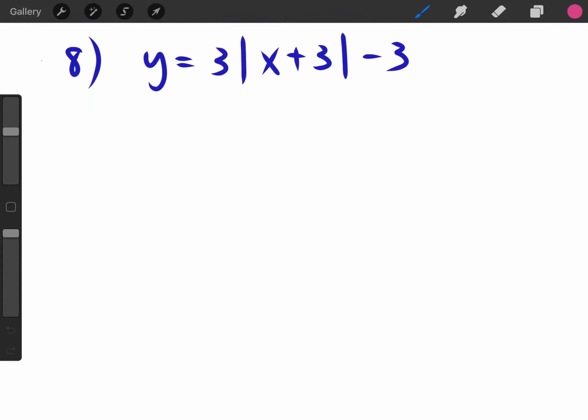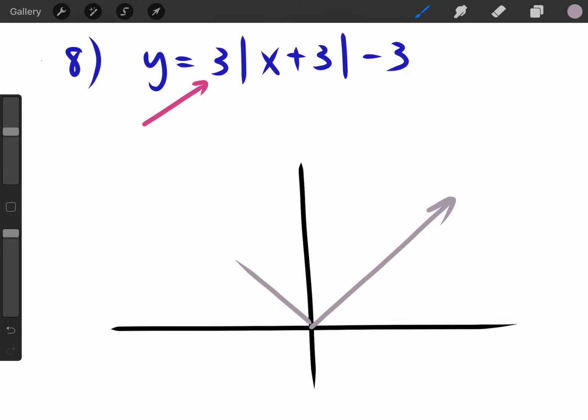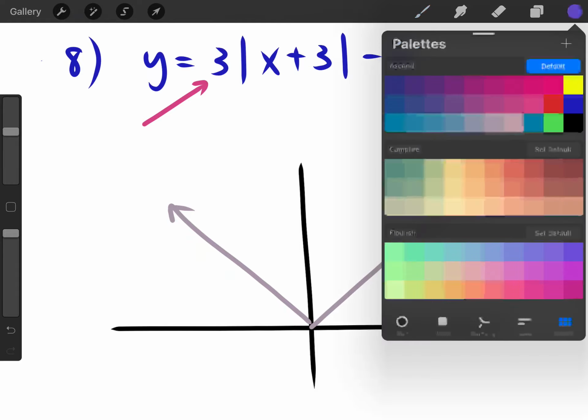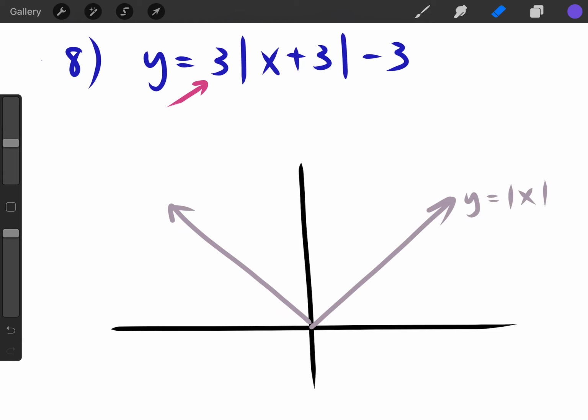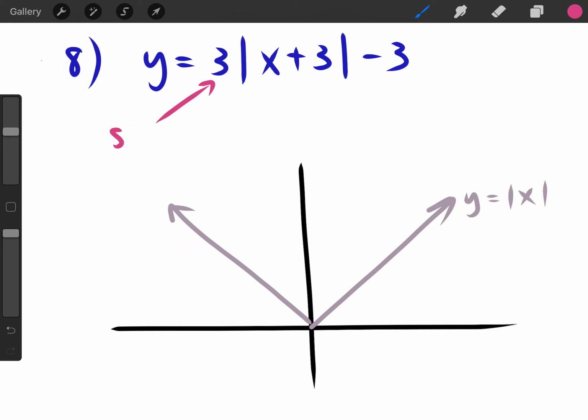Two more, we're almost there. So this time, oops, bad habit. Let's start with the parent function, the regular size V. This is y equals the absolute value of x. This time let's use purple. I already have a pink over here, and the colors are too close to each other, so I'll use purple. Steeper, right?